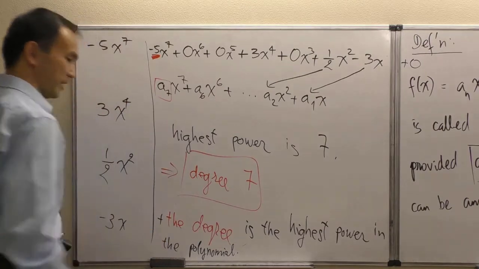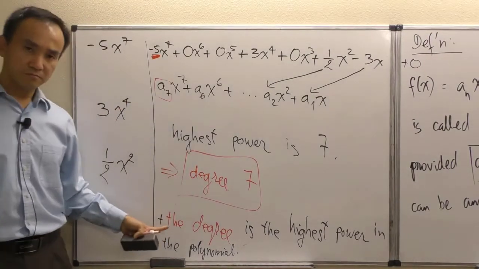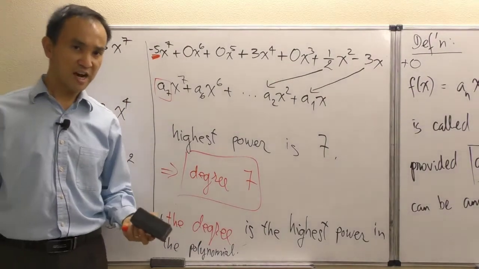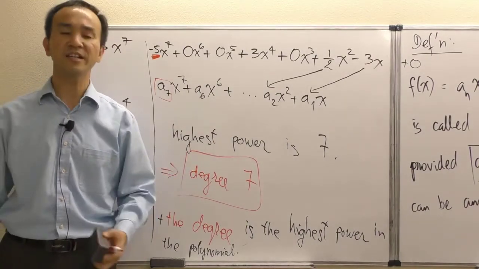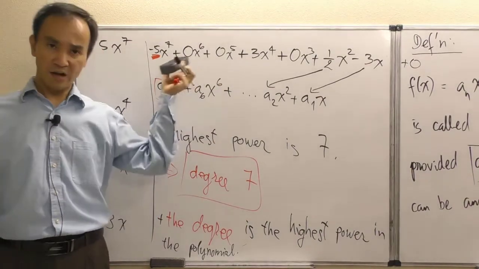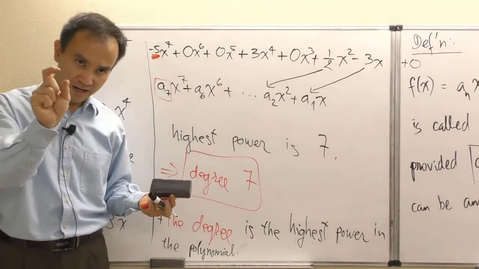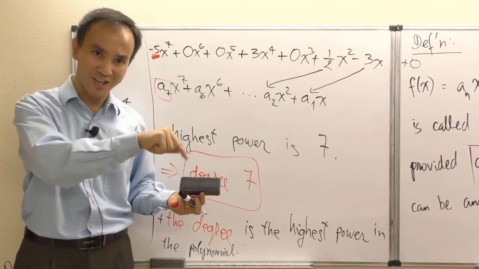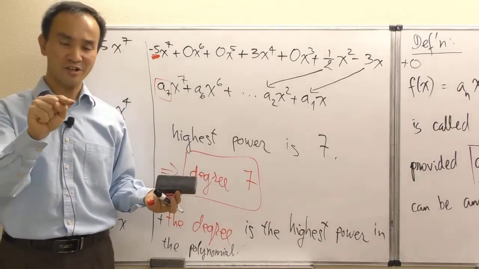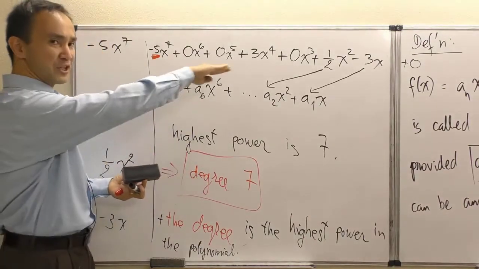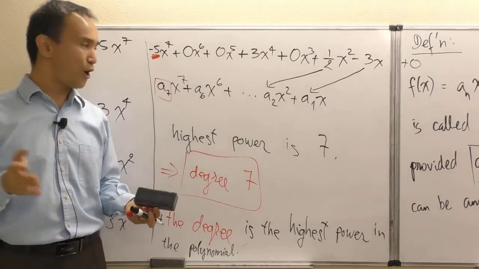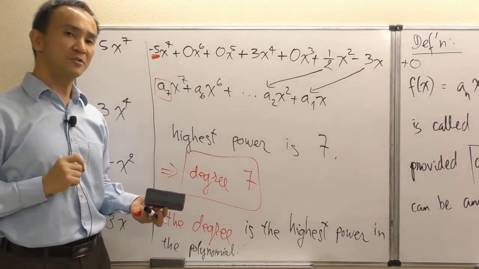All right, that's another understanding to mark down. The degree is the highest power in any polynomial we're looking at. So right now we're working with this polynomial right here. The highest power we recognize, the one that comes with a non-zero coefficient, that determines the degree. So this particular one I'm working with is a polynomial of degree 7.